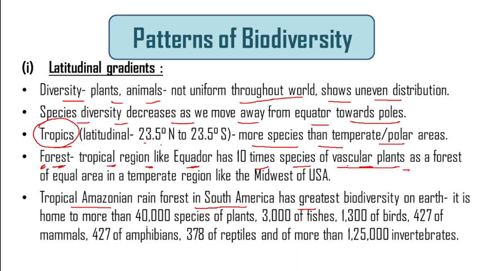It is home to more than 40,000 species of plants, 3,000 of fishes, 1,300 of birds, 427 of mammals, 427 of amphibians, 378 of reptiles, and more than 1,25,000 of invertebrates. So we cannot skip this factual information, so you must keep this in mind.